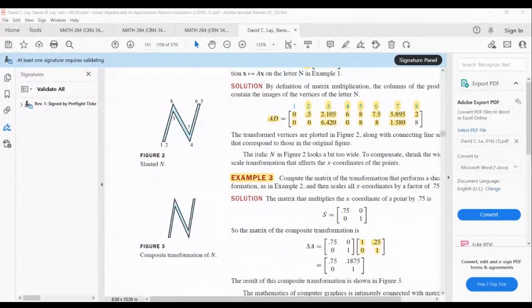Let me go to the whiteboard. Hold on. All right, let me show you what I'm talking about. So hold on here. Let me move this over a little bit. Okay, so this relates to example 3, section 2.7.